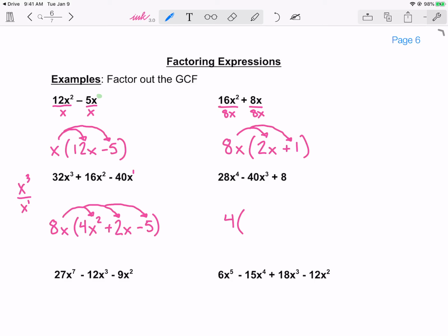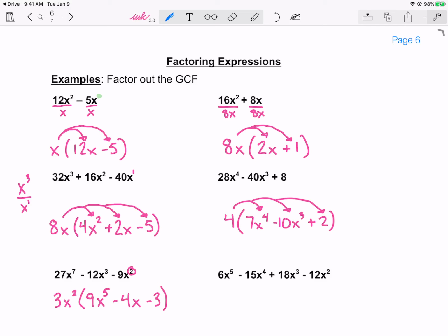27 divided by 3 is 9. 7 minus 2 is 5, so I've got x to the fifth. Negative 12 divided by 3 is negative 4. 3 minus 2 is 1, so I just have a single x left. And then negative 9 divided by 3 is negative 3. And I already factored out the two x's, x squared, so there's no x's left in that last term.